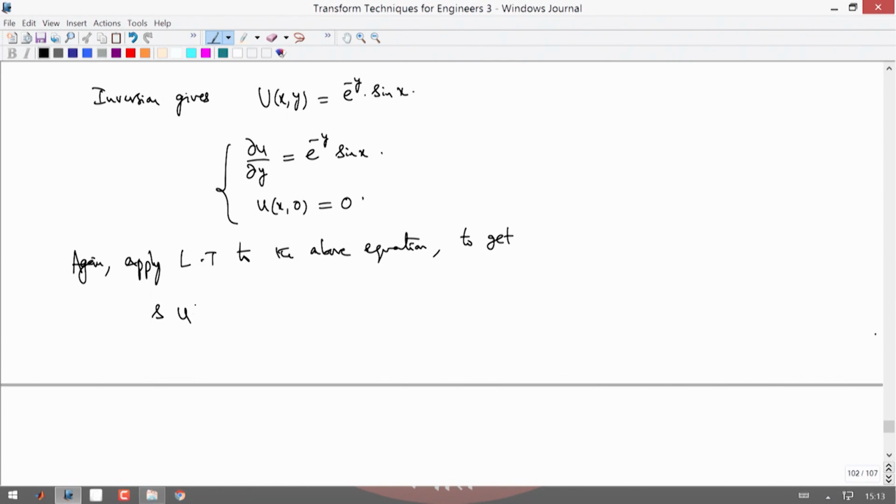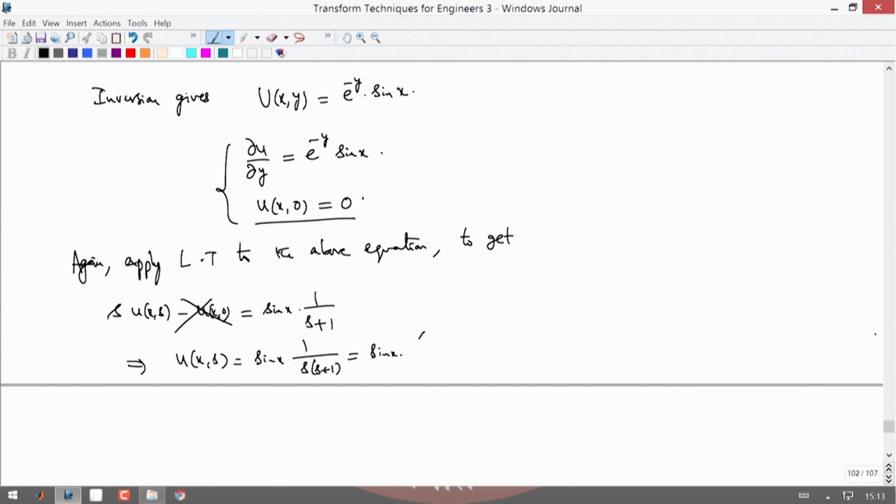u-bar of x, s, where with respect to y you are doing this Laplace transform. So, you have u-bar of x comma s, y becomes s, this is equal to sin x times 1 by s plus 1, and then this will be u at x s minus u at x 0, that is what is the boundary condition, that becomes 0. So, you have u-bar at x s will be sin x times 1 by s into s plus 1. So, this is sin x times 1 by s minus 1 by s plus 1.